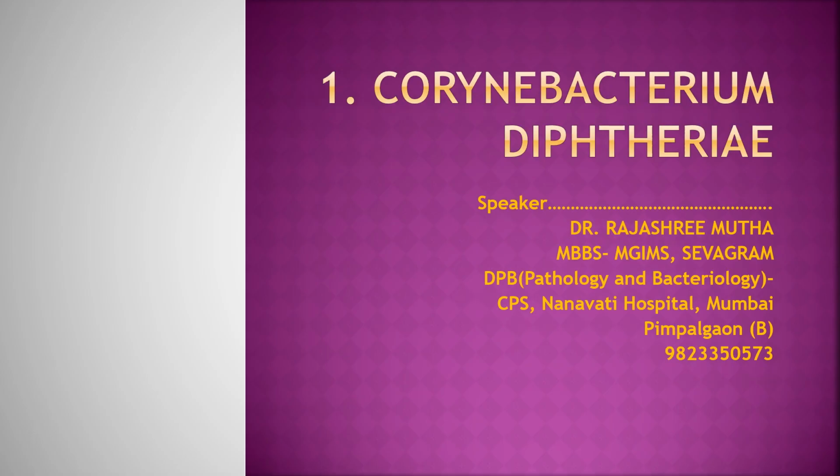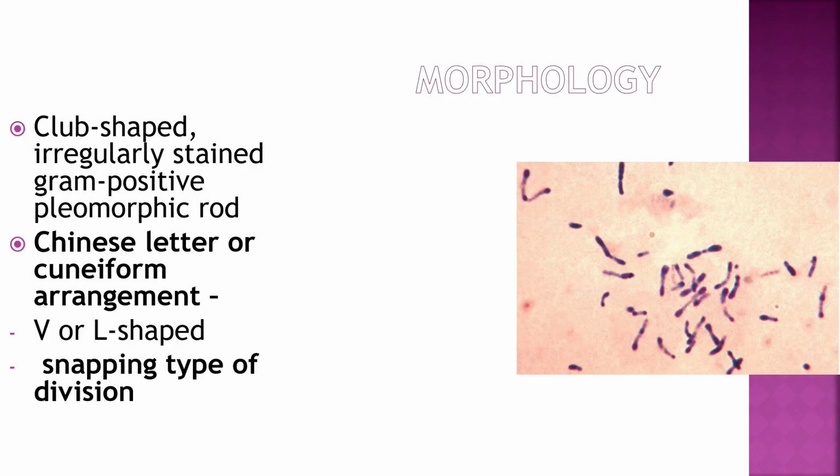So now we will see in detail Corynebacterium diphtheriae. Morphology of Corynebacteria: they are club-shaped, irregularly stained, gram-positive pleomorphic rods. Usually the arrangement is in V or L form, also called Chinese letter or cuneiform arrangement. This is because after bacterial division the daughter cells are not separated and remain at an acute angle, that is V and L shape. It is also called a snapping type of division.